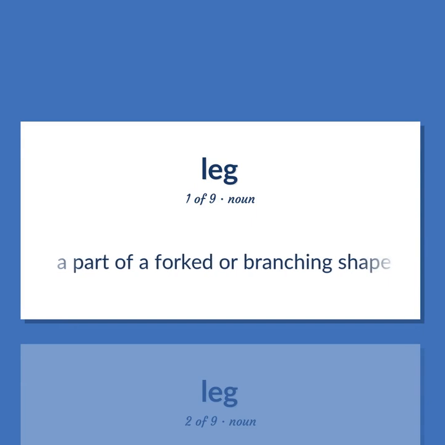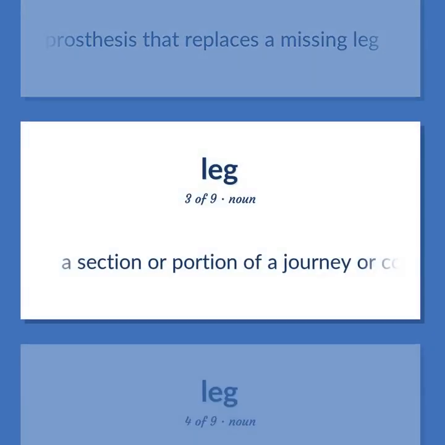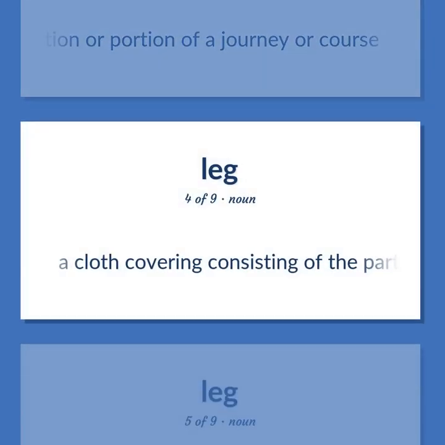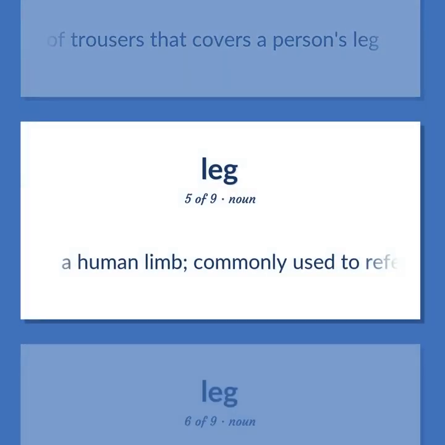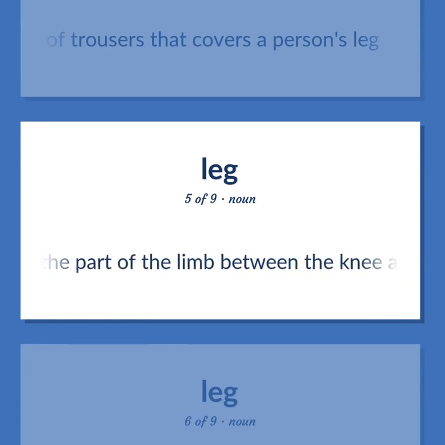A part of a forked or branching shape. A prosthesis that replaces a missing leg. A section or portion of a journey or course. A cloth covering consisting of the part of a pair of trousers that covers a person's leg. A human limb. Commonly used to refer to a whole limb, but technically only the part of the limb between the knee and ankle.